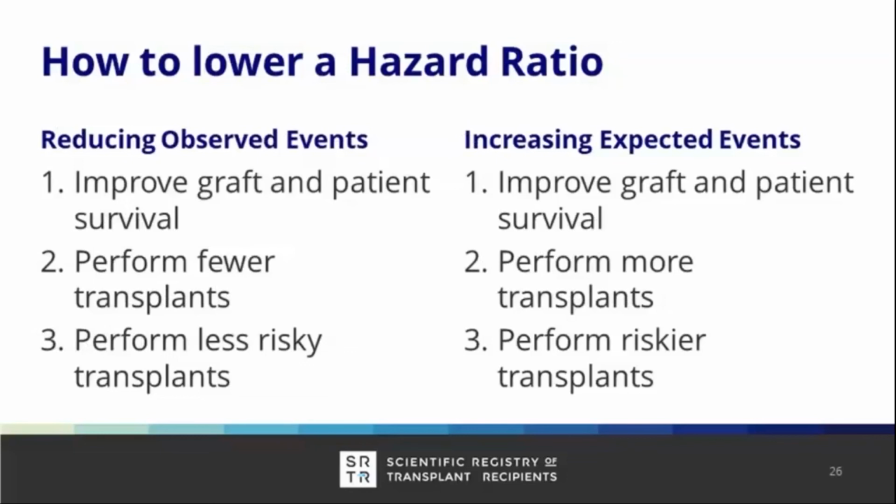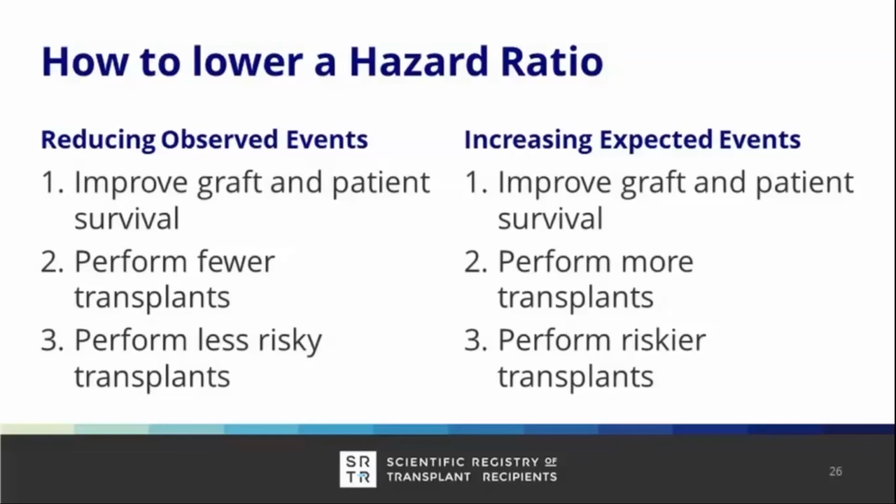Now, this is a bit more subtle about why that would happen. But the reason that happens is that the number of expected events is a function of how long your grafts and your patients survive, right? If you have a graft fail on day 7, that counts as a graft failure. If you have a graft that fails on day 360, that also counts as a graft failure and you're observed.